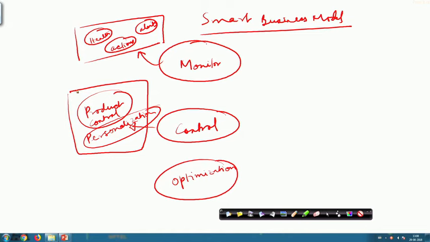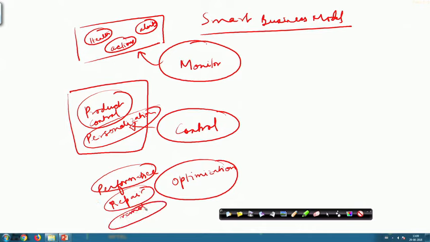Here through the use of different optimization algorithms, we want to improve the performance of the system, the process and so on, performance, and then product repair, and also remote service. So, this is one thing.